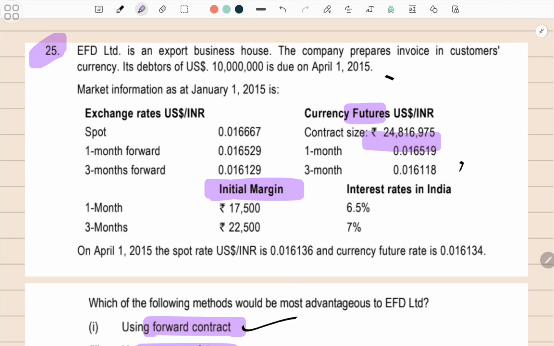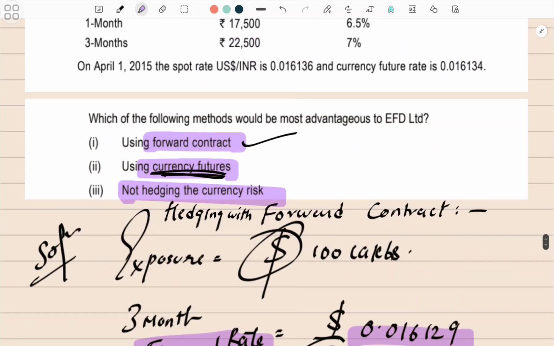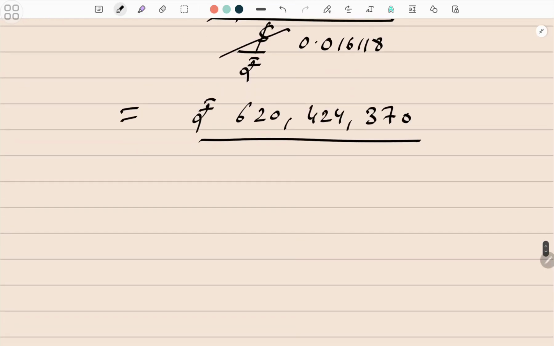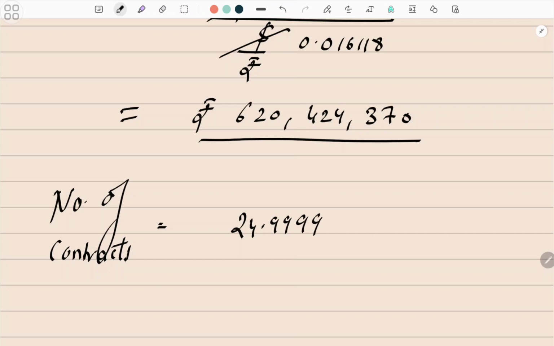Contract size is there, 2 crore 48 lakh 16,975. Let me just write it here only, 24,816,975. I have divided with that amount, and finally I directly did this in the calculator. Number of contracts is equal to, I got 24.9999. It's recurring. Basically I'll take this as 25 contracts.